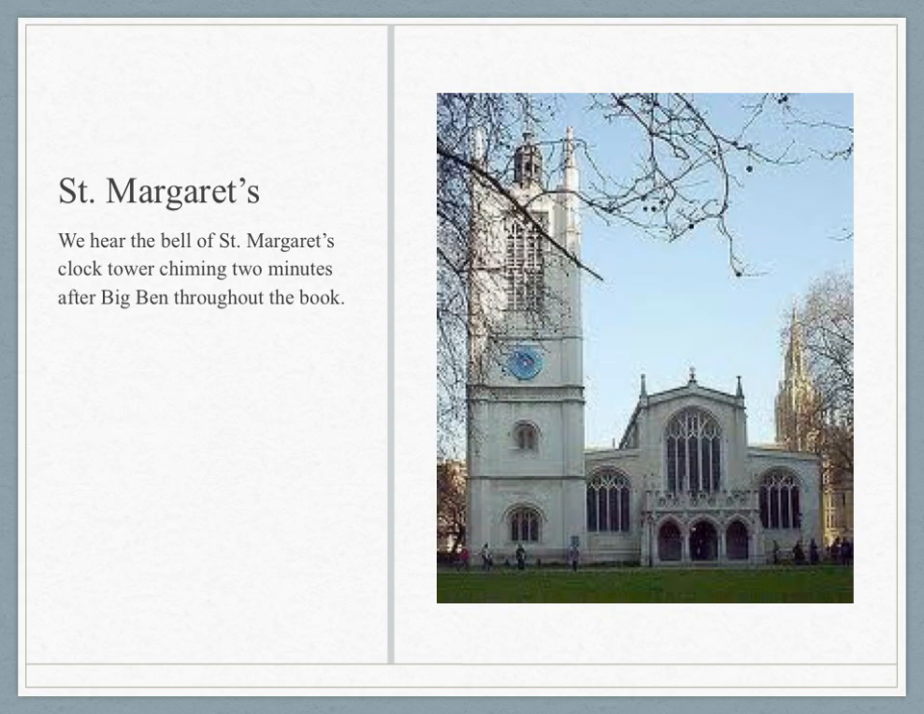St. Margaret's Church is a very old church with a newer bell tower. The blue disc you see is St. Margaret's clock, which chimes just behind Big Ben throughout the book. When Virginia Woolf began writing the novel, she called it The Hours.